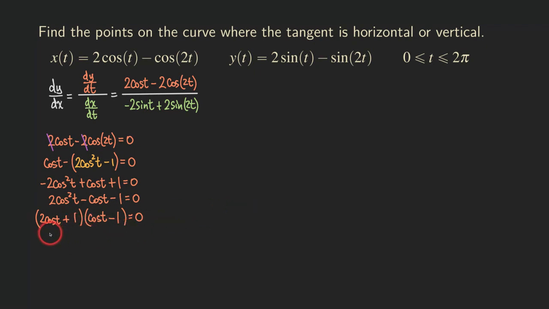Okay, so what we're going to get is that we have this 2 cosine t plus 1 is equal to 0. That's actually 2 cosine of t plus 1 is equal to 0. And that will actually give us cosine of t is equal to -1/2.